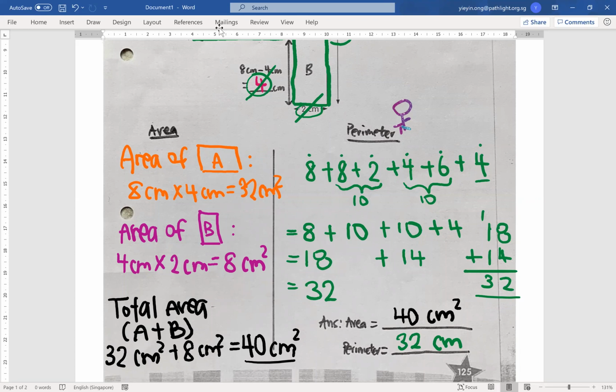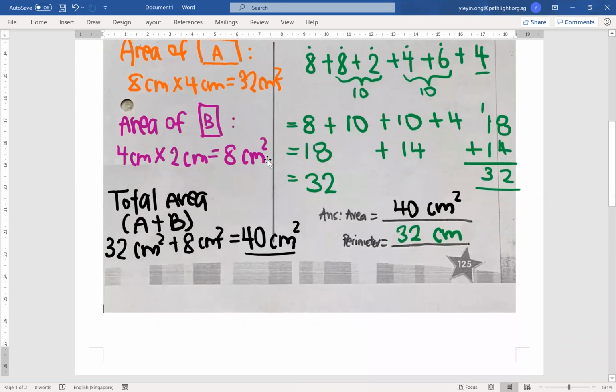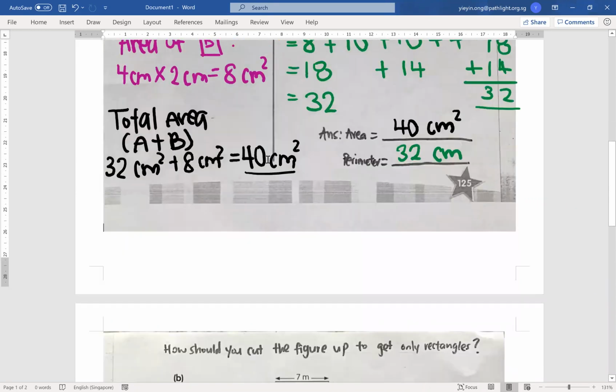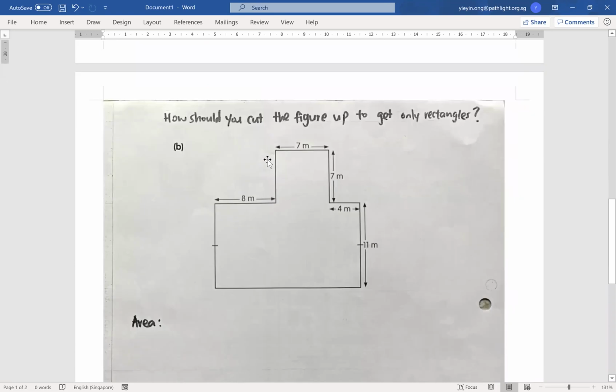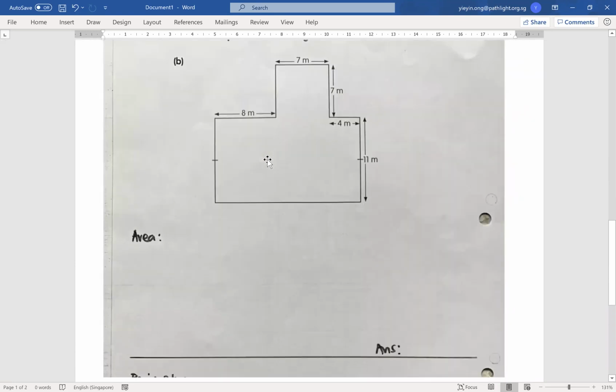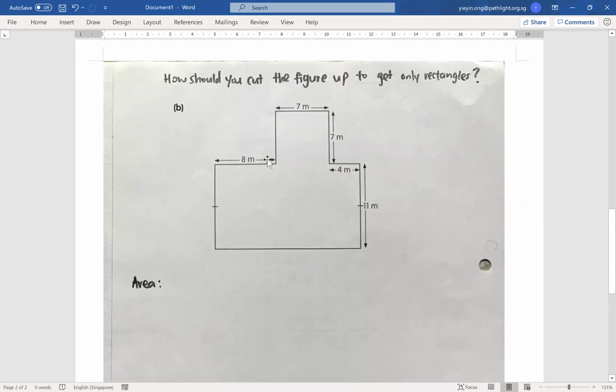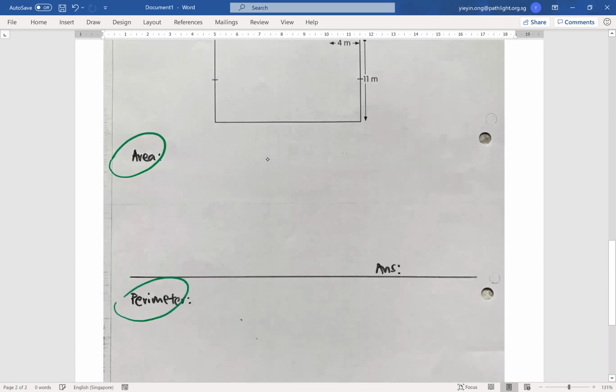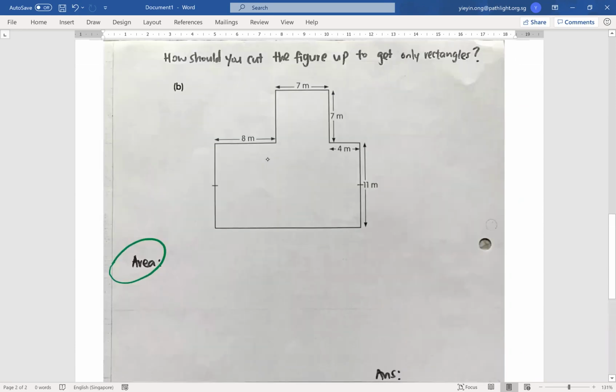Okay, if you need more time to copy, please pause the video. All right, I'm going to move on to the next question. Page 126, question B. Okay, so question B, same thing. We have to find the area and perimeter. Okay, so remember area.